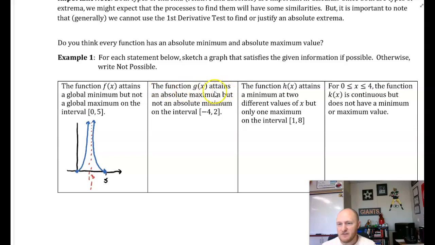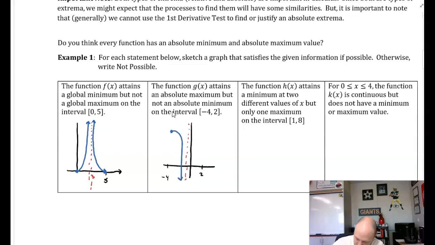Next one, the function g of x attains an absolute maximum, but not an absolute minimum on the interval -4 to 2. And on this one, I'm going to plagiarize just a little bit here. I'll say this is 2, this is -4. I'll give myself this example again, where I have an asymptote and I have an absolute maximum. We'll say this decreases here, and then here also an absolute maximum, and it's decreasing, approaching the asymptote. Okay, so those are examples where we don't have an absolute min.